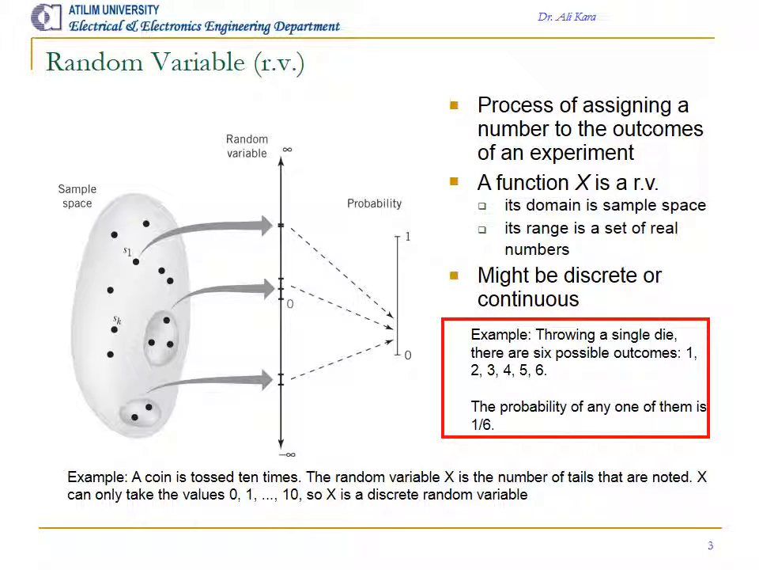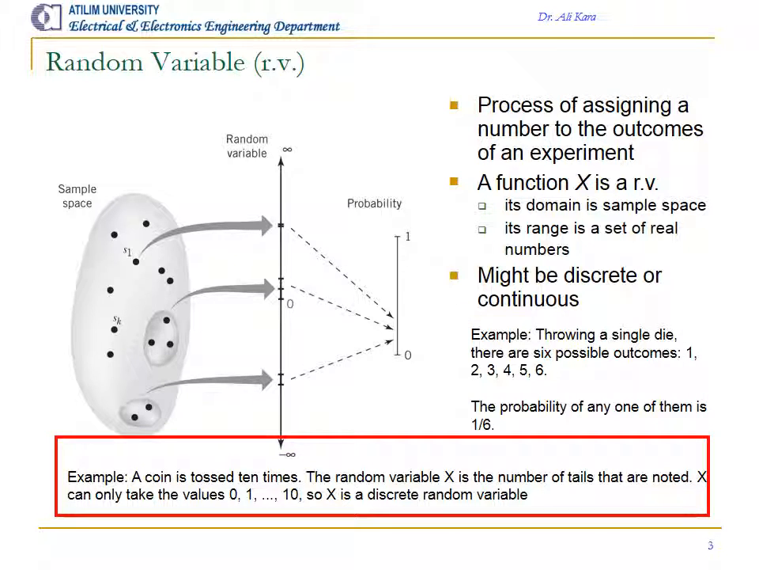Example: throwing a single die. There are 6 possible outcomes: 1, 2, 3, 4, 5, 6. Assign equal probabilities to each of them, so the probability of any one of them is 1/6. Example: a coin is tossed 10 times. The random variable X is the number of tails that are noted. X can only take the values 0, 1, up to 10, so X is a discrete random variable.